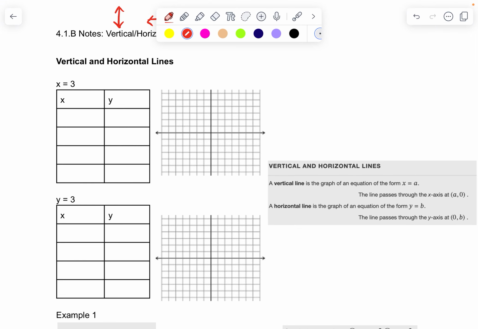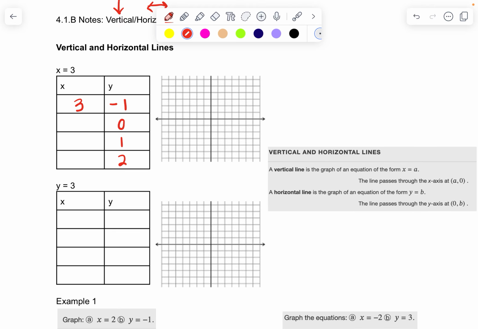This one, x equals 3. So regardless of what the y value is, I'm just going to say -1, 0, 1, and 2. The x value is always going to be 3. So if I graph these points, go over 3, down 1, over 3, down 0, over 3, up 1, over 3, up 2, we can see that those just line up in a line. So we have a line that goes through when x equals 3.